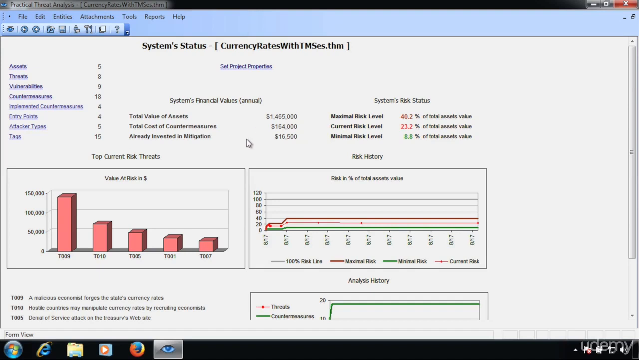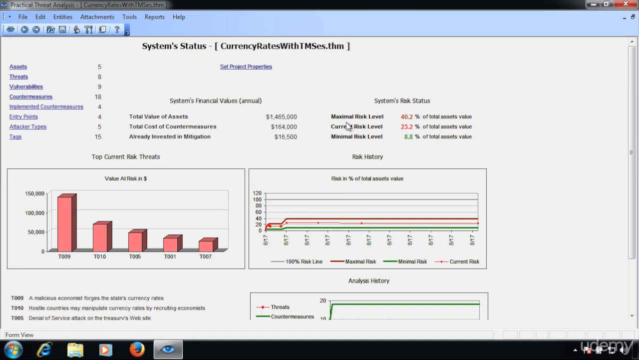The total cost of countermeasures implemented after the risk assessment is $164,000, and the mitigation already invested is $16,500. The difference between those two numbers is the total cost of countermeasures. All the countermeasures, from firewalls or web application firewalls to any security applications that were already implemented and we're still currently using, and invested in mitigation right now after studying the new threats, is about $16,000.